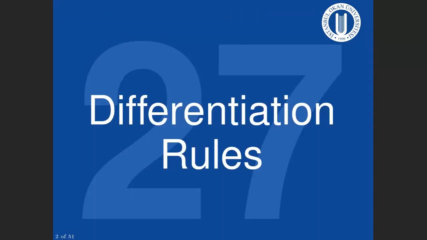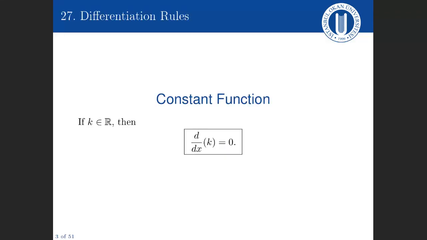First, let's talk about some differentiation rules. The easiest type of function that you might think about is a constant function. If k is a number, then the derivative of k is just zero. The graph of a constant function is just a horizontal line. The slope of a horizontal line is zero. So the derivative of any number k is equal to zero.